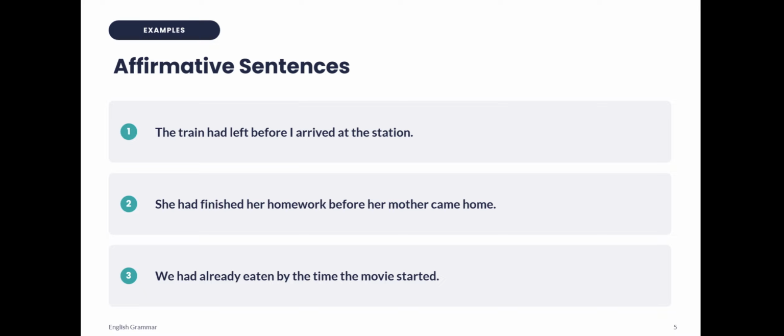Let's see some more examples. The train had left before I arrived at the station. She had finished her homework before her mother came home. We had already eaten by the time the movie started. Notice had plus V3 for the earlier action.